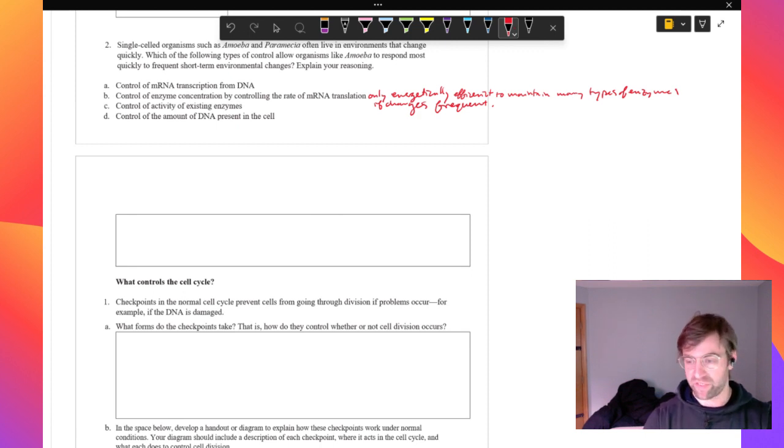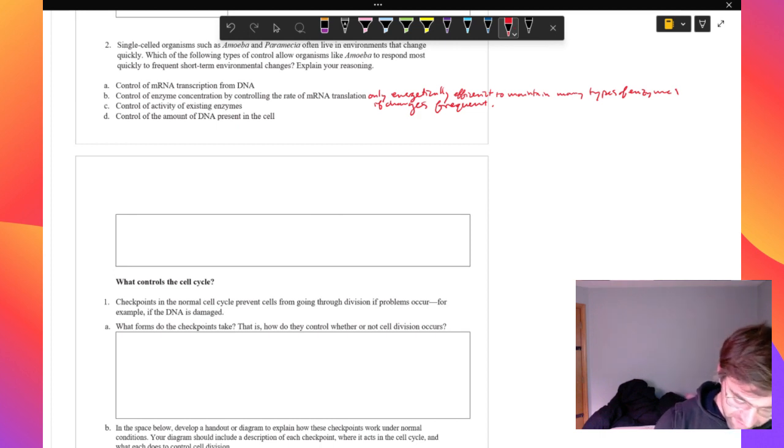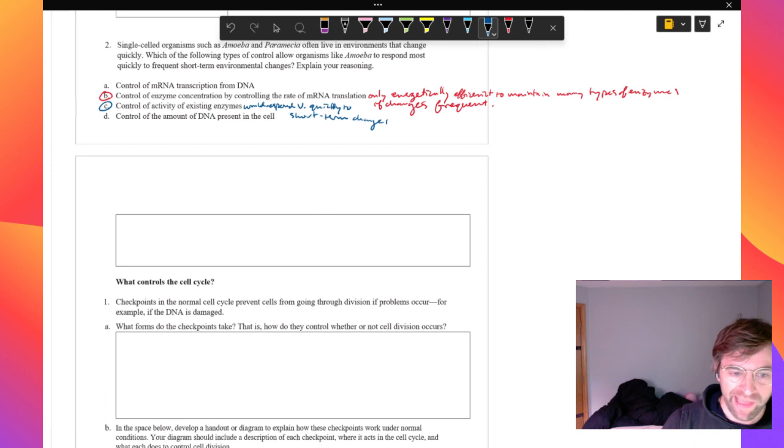This would respond very quickly to short-term changes in environment. Sorry about the formatting on this. It's a little tight, but we do what we can. So just to make it clear, C is blue, B is red. And then control of the amount of DNA present in the cell.